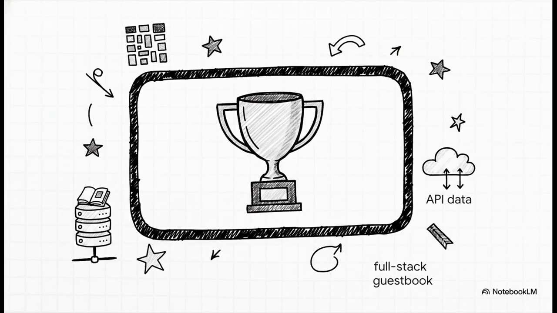So here's the plan. We're going to build one single project that combines 10 professional-grade features. We're talking a sleek, responsive grid, real-time data pulled from an API, and even a full-stack guestbook. By the time we're done here, you'll have a blueprint for a site that proves you can handle the entire lifecycle of data on the web.